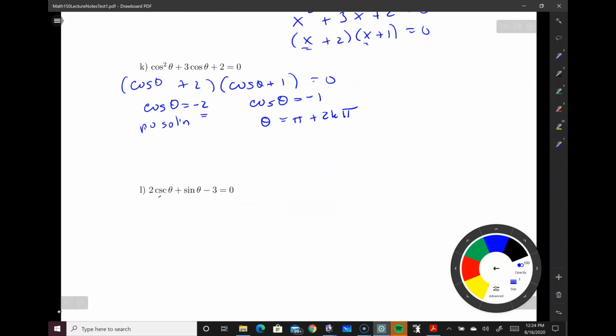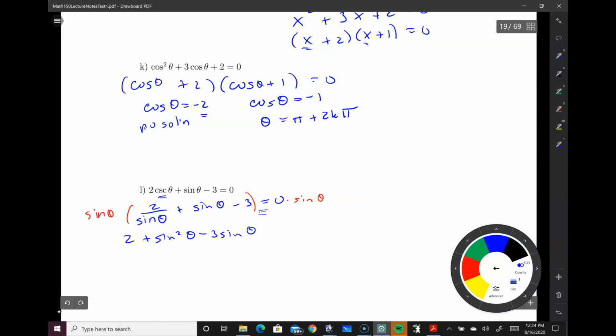You'd think this would be similar, only this has got cosecant. So again, I like to think in terms of sines and cosines. So let's write it as the 1 over sine that it is. And I know you've done this before, that if you've got an equation, something with an equal sign, I can multiply to get rid of fractions. So let's multiply both sides by sine of theta. So this gives me 2 plus sine squared theta minus 3 sine theta equals 0.